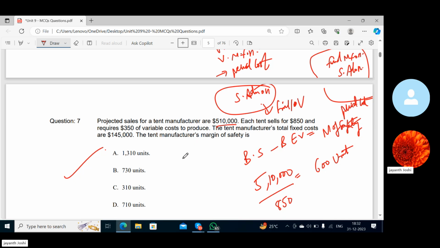Sales minus variable cost: 850 minus 350 is 500. This is contribution. Fixed cost is 145. Fixed cost by contribution will give us break even. What is the break even? 290. Yes. 600 minus 290 is 310, the margin of safety.